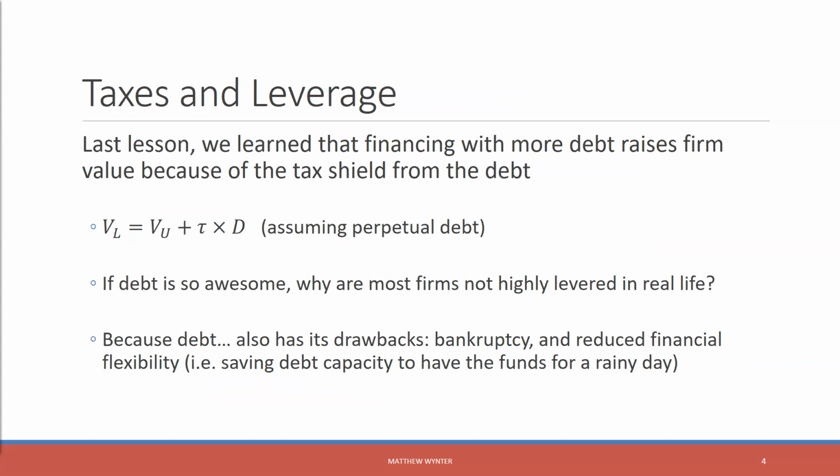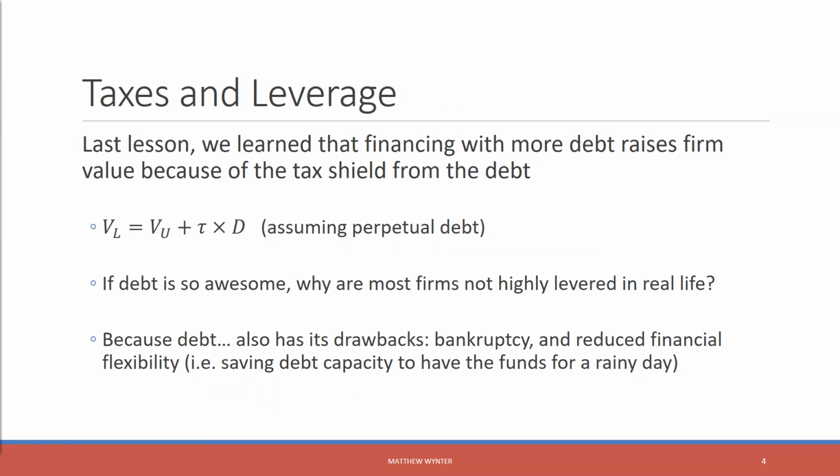Last lesson, we learned that financing with more debt raises the firm value because of the tax shield from debt. We said the value of the levered firm equals the value of the unlevered firm plus the tax rate multiplied by the face value of debt, assuming that the debt is perpetual. So if debt is so awesome, why aren't most firms highly levered? Well, the answer is that debt has its drawbacks.